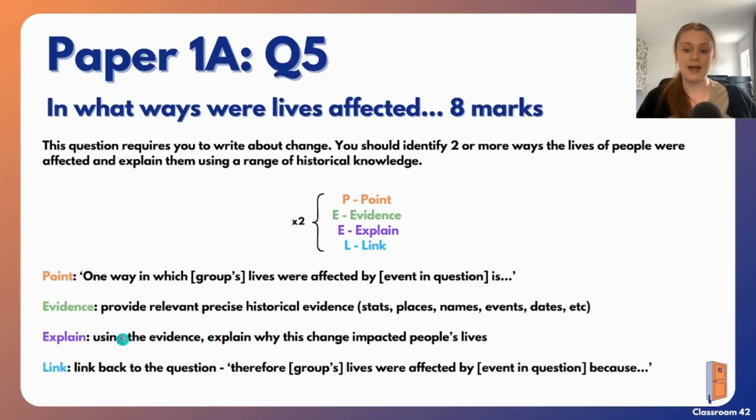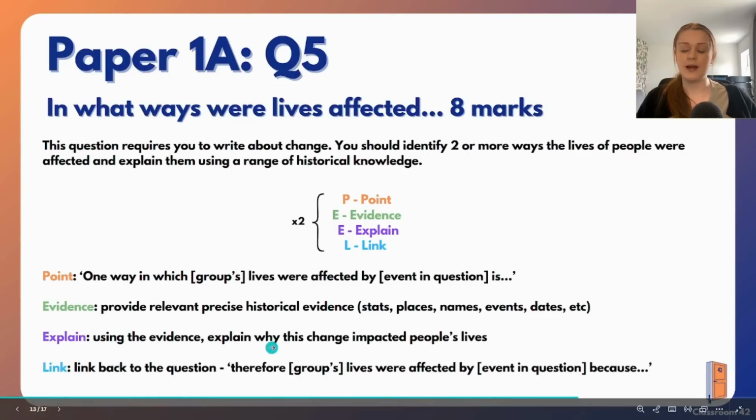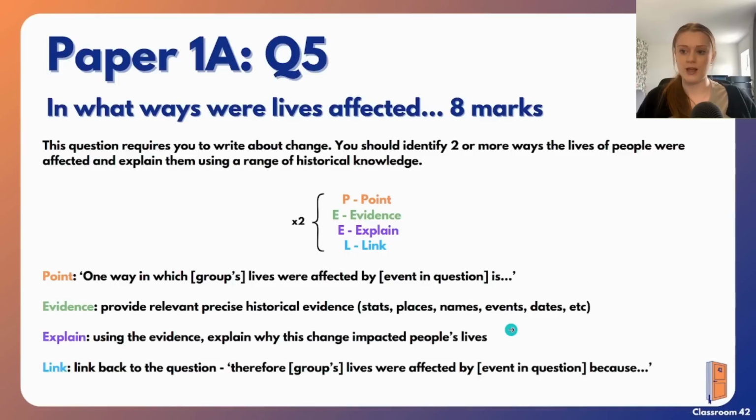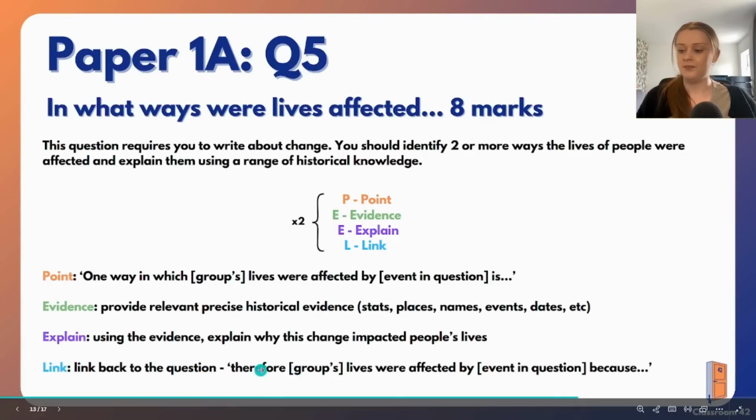Then you need to explain, so using the evidence, explain why this change impacted people's lives. So you need to make sure that you're really focusing on the question and focusing on the group of people within the question, as well as the event or topic within the question. And then finally, we need to link back to the question. So therefore, the group's lives are affected by the event in the question because, and sum up your point.